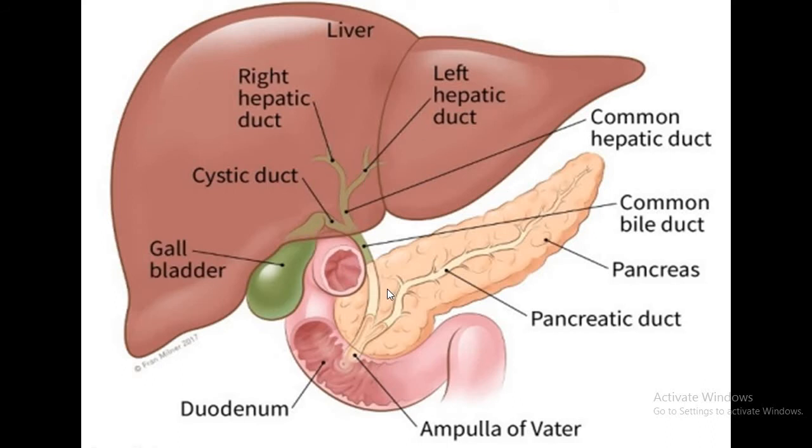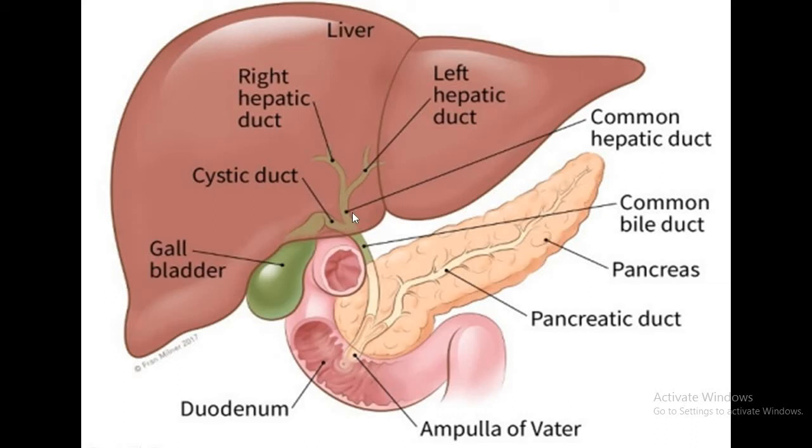So here you can observe, this is the liver, this is the pancreas. Liver has two basic portions, left liver and this is right liver. So from the left liver this is left hepatic duct, and from the right liver this is right hepatic duct. This is the cystic duct and this is the gallbladder. The liver will form bile, the bile will be stored in the gallbladder.